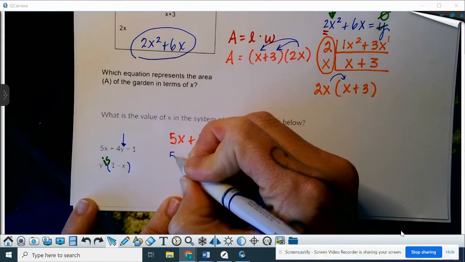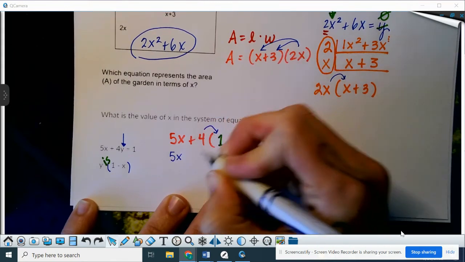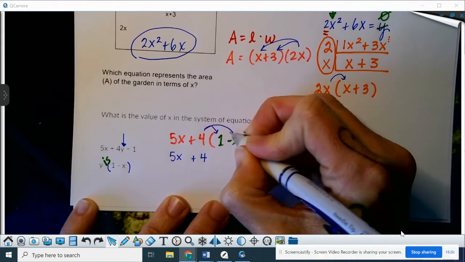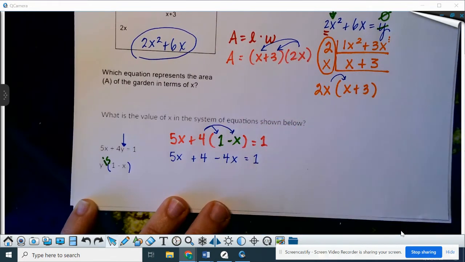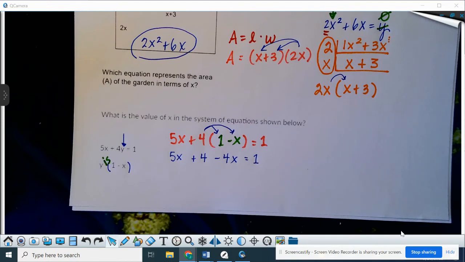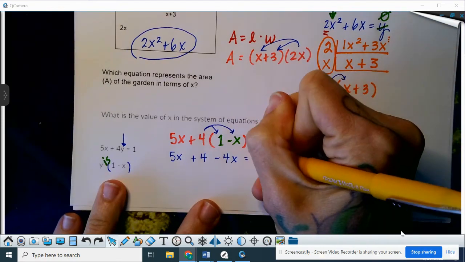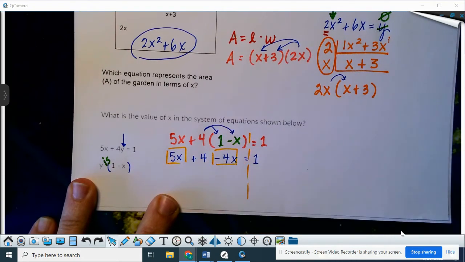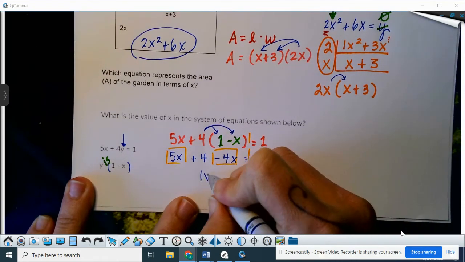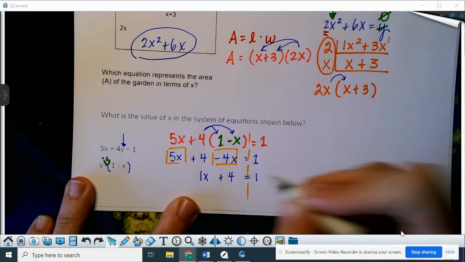So 5x is going to come down. 4 times 1 is going to be 4. 4 times a negative x is a negative 4x equals a positive 1. We're going to clean up and combine like terms on each side of the equal marks wherever we can. So like terms, and that's going to give us 1x plus 4 equals 1.